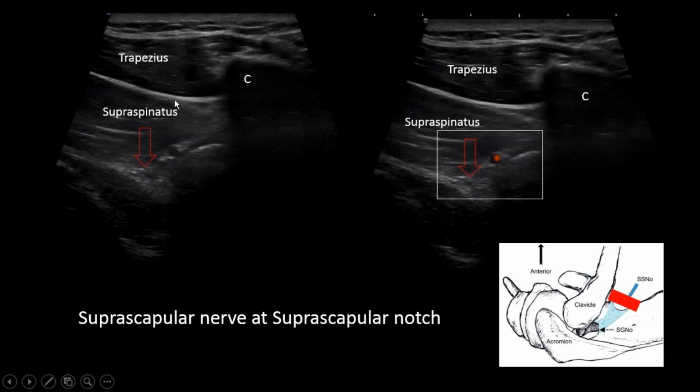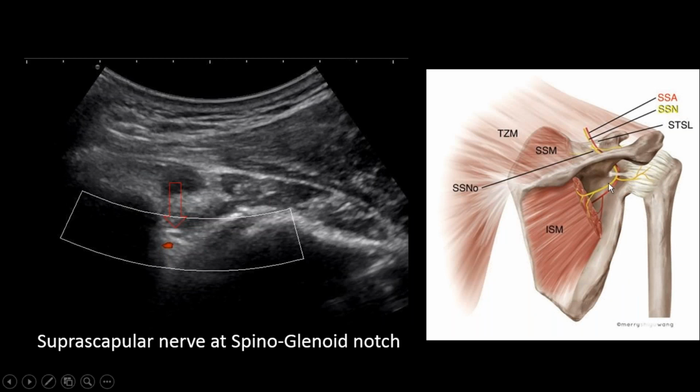So in this view, I have a clavicle, and that's the notch here, and that's the suprascapular nerve, and that's the blood vessel. And if you turn the color Doppler on, you can see the blood vessel with the color flow here. So that's suprascapular nerve in suprascapular notch. Now going to the second area, which is spinoglenoid notch.